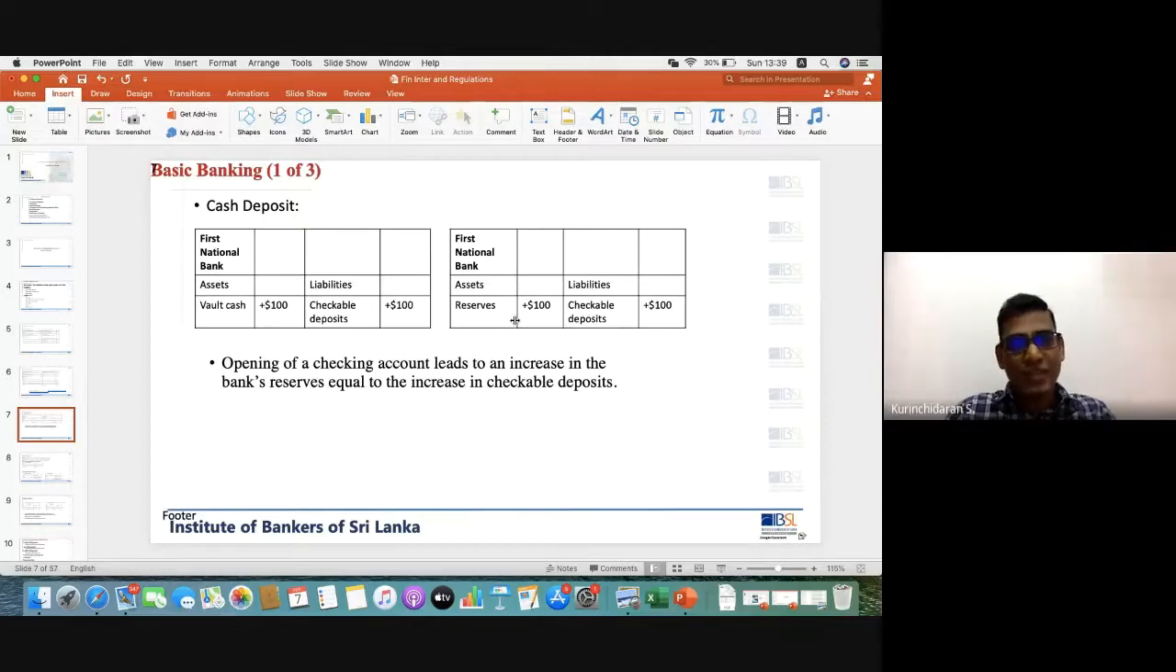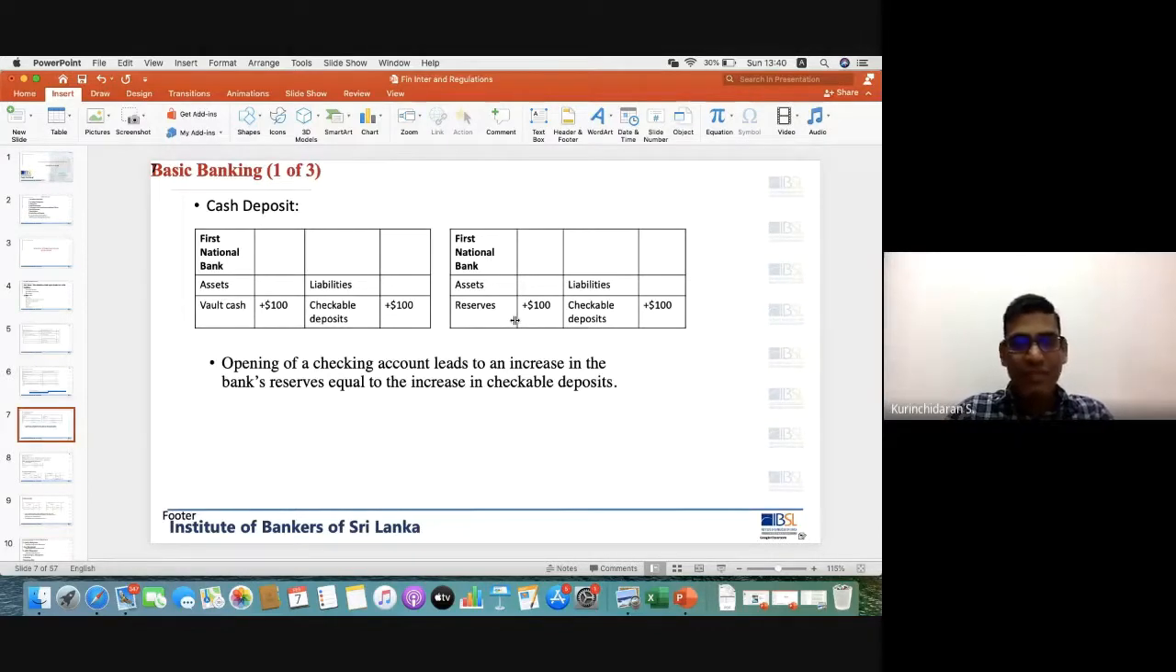When we say vault cash, as I explained earlier, that is the reserve we talked about. So the bank's reserves include the cash plus the balance at the Fed, that means the balance at the central bank. So in another way we can say reserves will increase by $100 and checkable deposits will increase by $100. So this is the transaction.